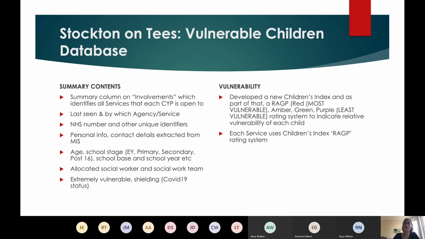All the data supplied by agencies is RAG rated, except it's RAG plus one extra level. So they show their assessment of whether a child is anything from most vulnerable to least vulnerable using red, amber, green, purple. And that gives a very at a glance assessment of how vulnerability is stacking up across the cohort.